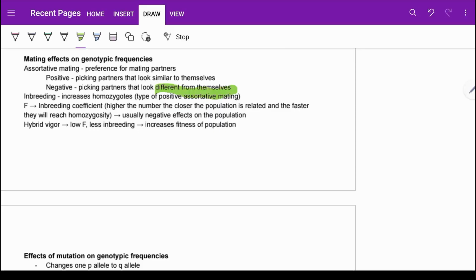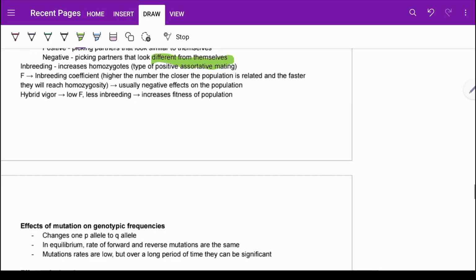It can also cause issues because recessive alleles that shouldn't be popping up sometimes get more expressed, and that's why, again, it's usually bad to inbreed organisms, because you could come up with all sorts of defects and not good stuff.